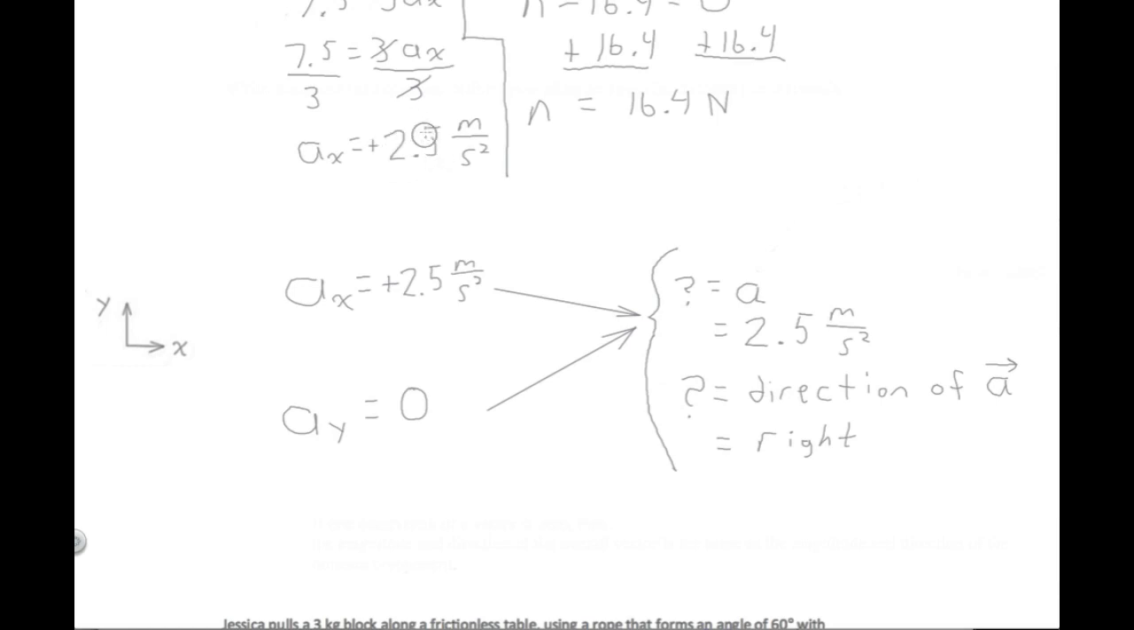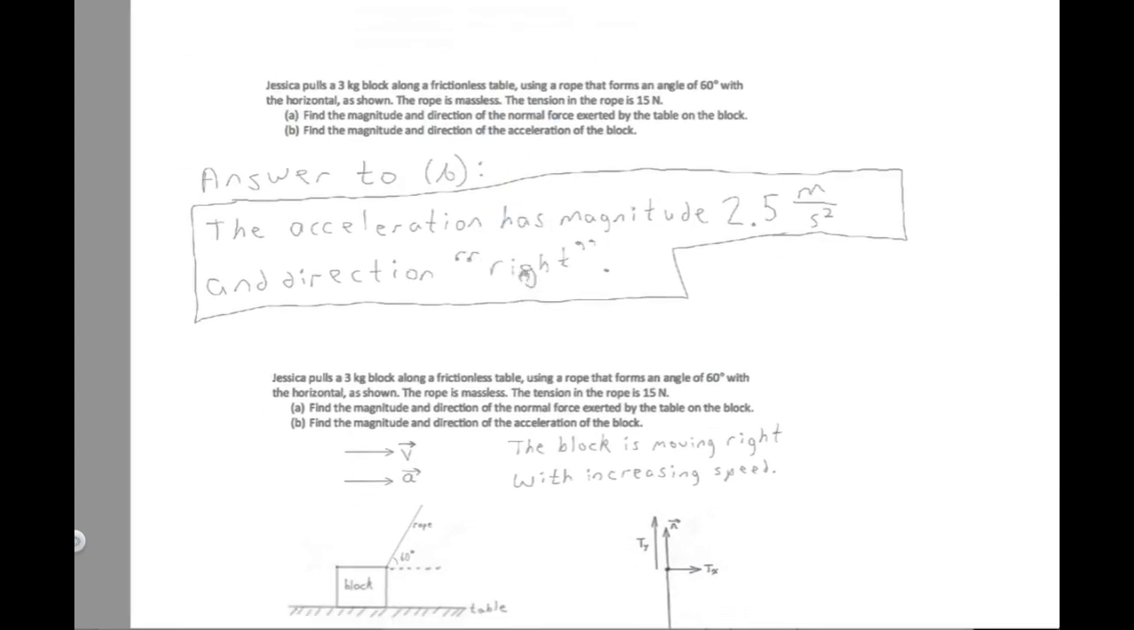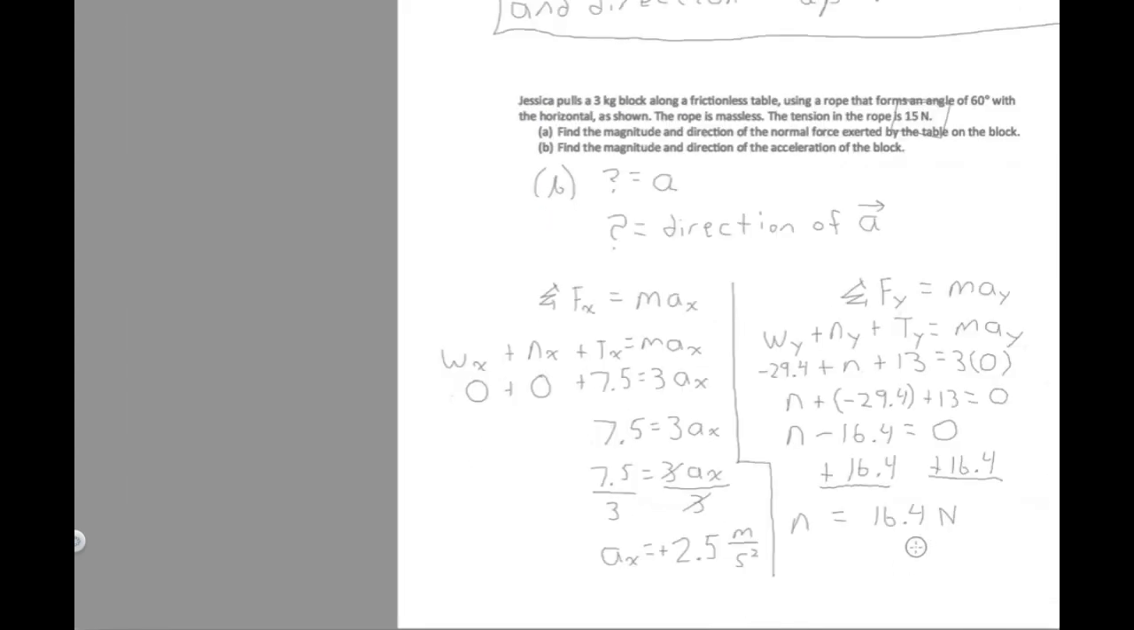How about the size of this number? Does the size of this number, 2.5 meters per second squared, is there any way to check whether the size of that answer makes sense? And I would say not particularly. Earlier in this problem, we saw that it was helpful to compare the magnitude of the normal force to the magnitude of the weight, because logically it wouldn't make sense for the magnitude of the normal force on this problem to have come out to be greater than the magnitude of the weight. But there's no similar comparison that's useful to make for this particular problem for the size of a sub x.